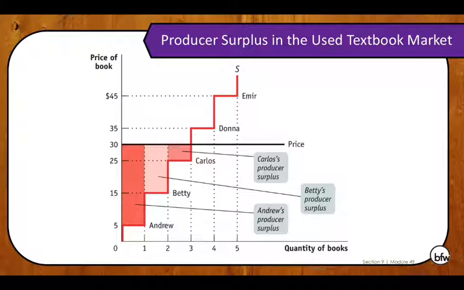Betty gets a surplus of $15, and Carlos gets a surplus of $5. And so if we add all of those together, the 25 and the 15, which is 40, and the 5, you see a total producer surplus here of $45 if the price is $30.